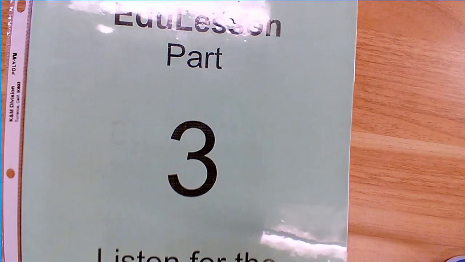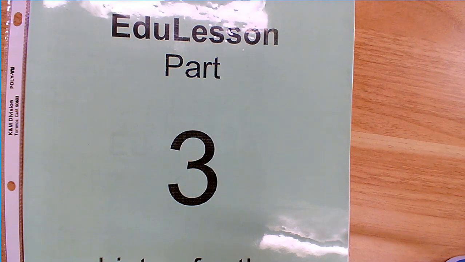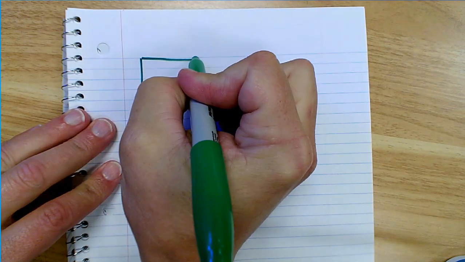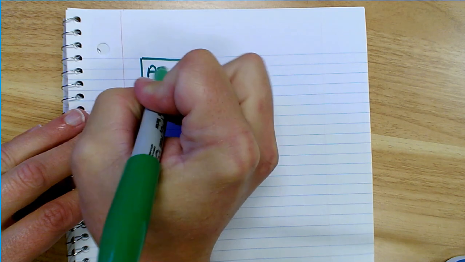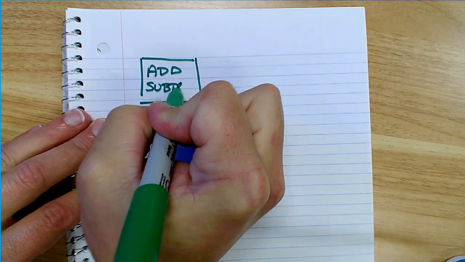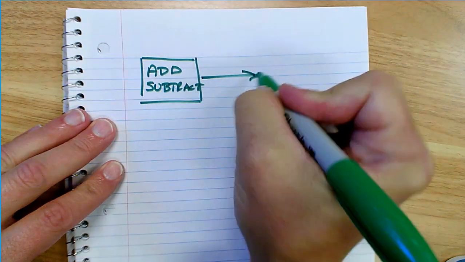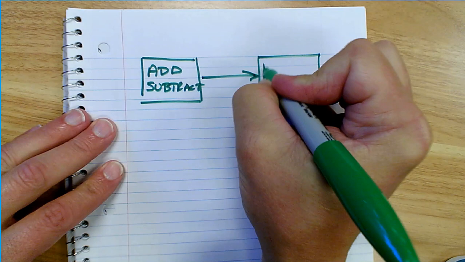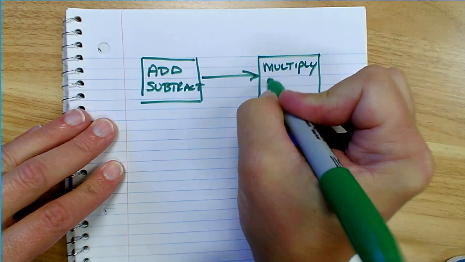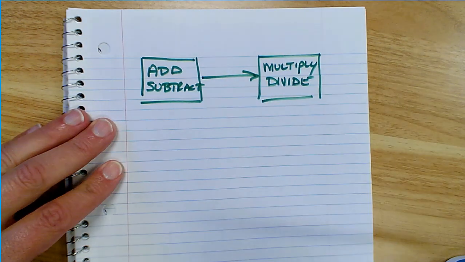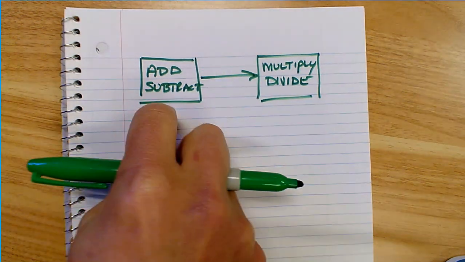Now what we're going to do is combine the two one-step equations to make a two-step equation. So you're going to start with an add or subtract step, and then you're going to do a multiply or divide step. Let's do a quick little flow map. Add or subtract. Multiply, divide. Those are your two steps. So you're going to start with an add or subtract step and then a multiply or divide step.